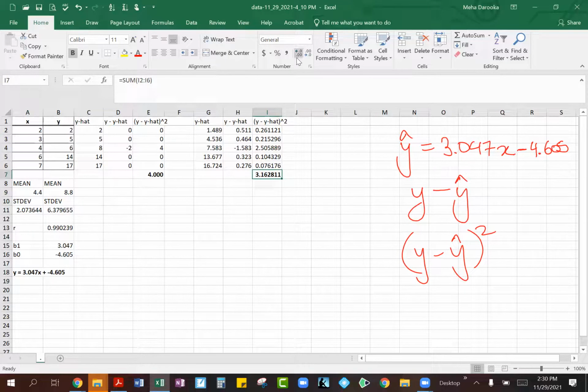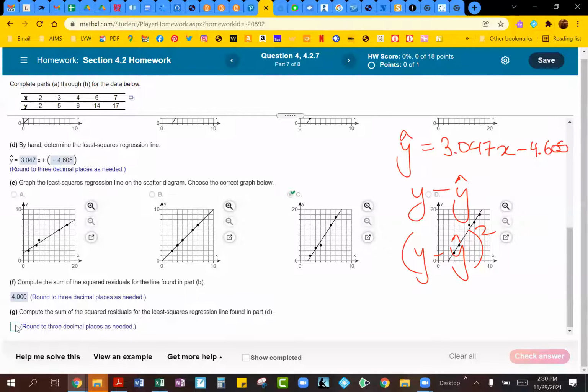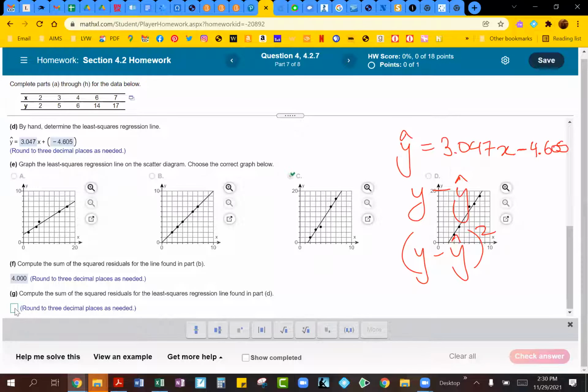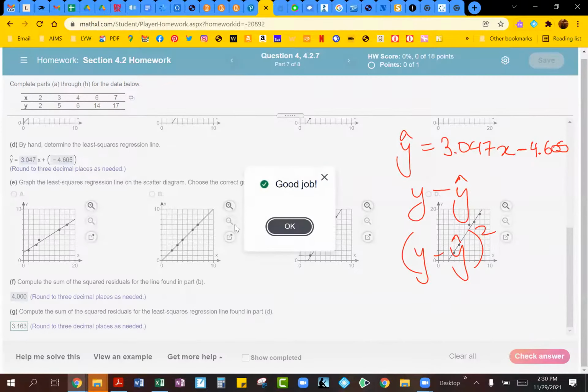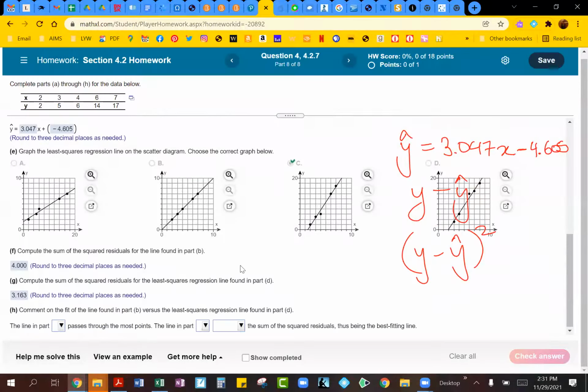So we also need to round this to 3 decimal places. So 3.163 is going to be your new squared residual. 3.163. And then the last part is just putting in a conclusion.